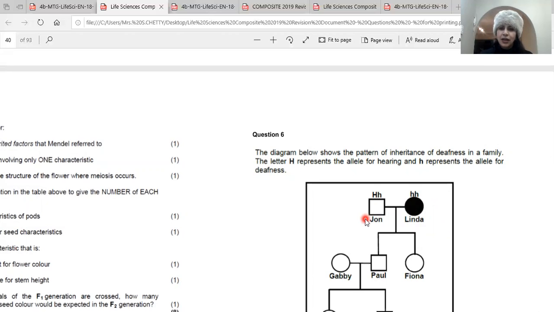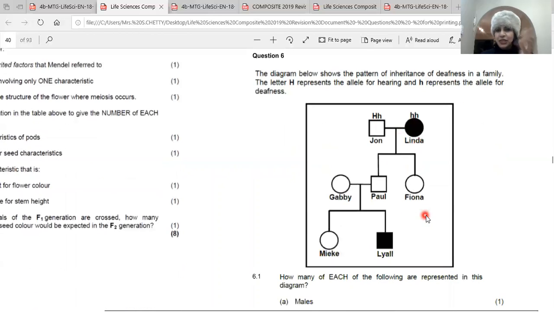Before I even look at the question, that's the first thing to remember, that the squares are males and the circles are females. How many generations do you see over here? Just take a ruler and put it across like that. Easy way. So that is first generation, second generation, third generation.